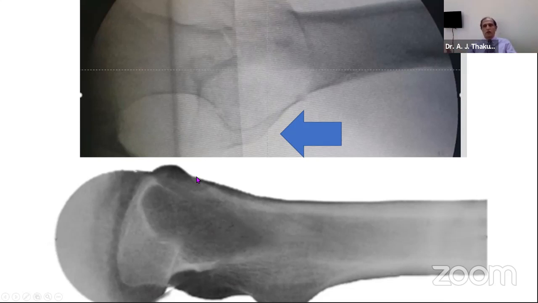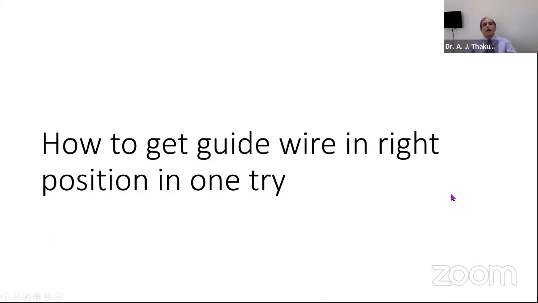You have to check and balance check that fact. We'll see how to get it there. But this is the true lateral of the neck of the femur. How to get the guide wire right in the first try?